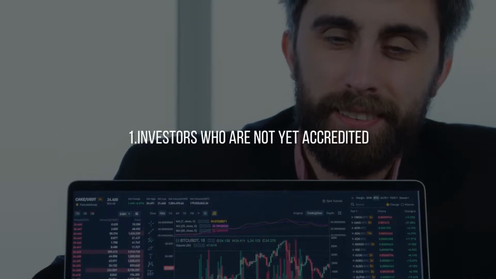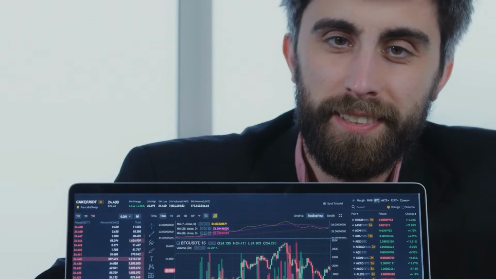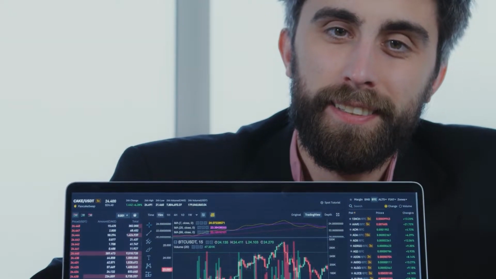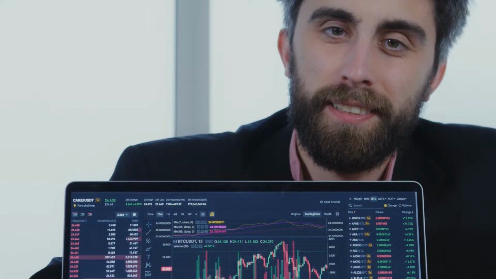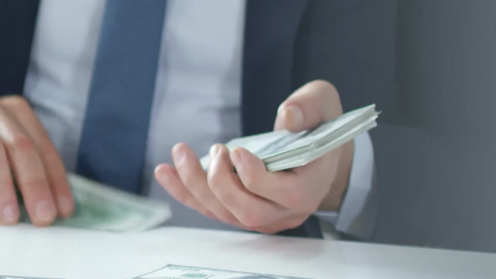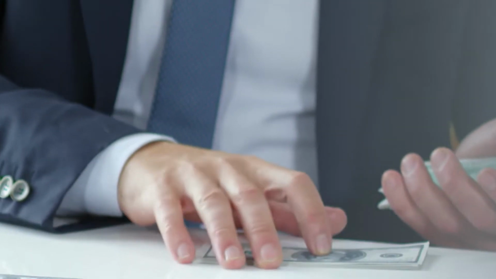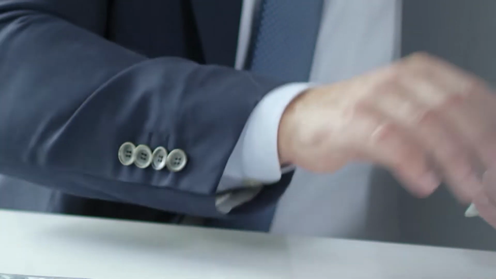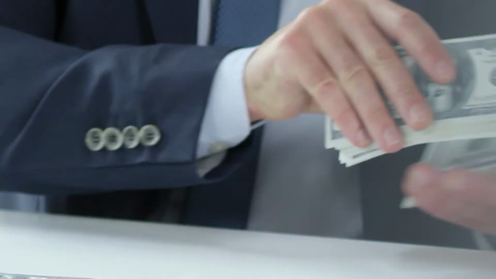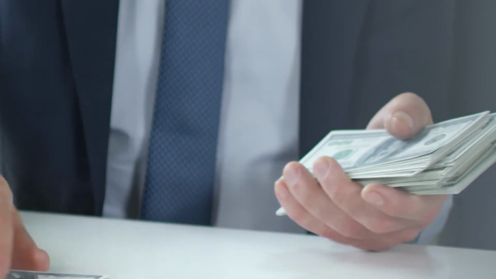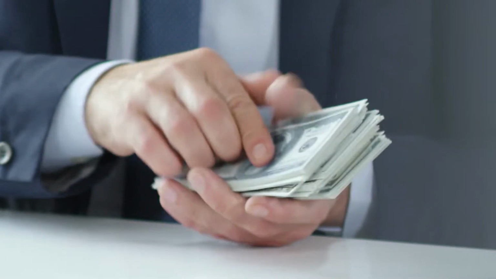Number 1. Investors who are not yet accredited. Because investors need to build up their wealth and/or equity before they can invest, Securities Regulation D prohibits them from entering into a DST arrangement. This rule states that to invest in private placement investments, one must have a net worth of over $1 million, excluding one's primary residence, or annual income of at least $200,000 per year for singles, or $300,000 per couple filing jointly for the last 2 years.